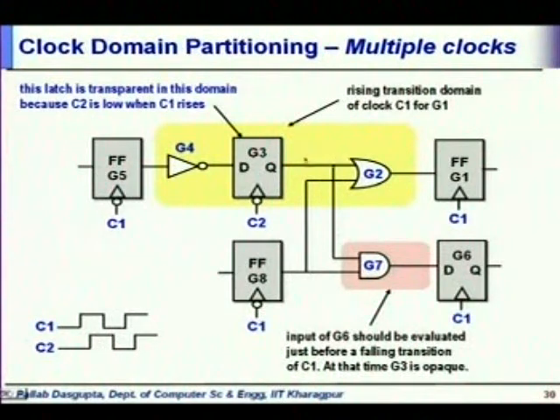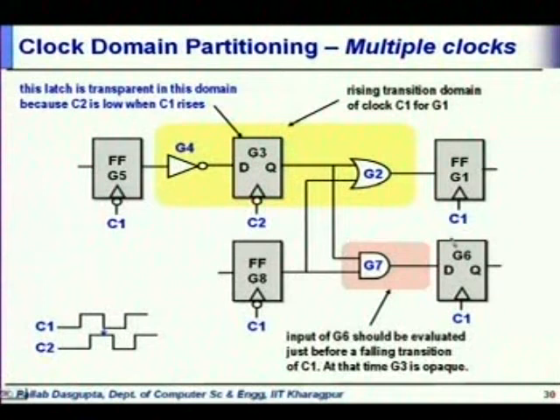Now let us look at this latch. Let us look at the falling transition of C1. When C1 is falling, at that time C2 is high, right? If C2 is high, then this latch is not enabled at that point of time. So it's like a flip flop at that point of time. Its output is steady, it's not changing. So we treat this as an opaque latch at that time.